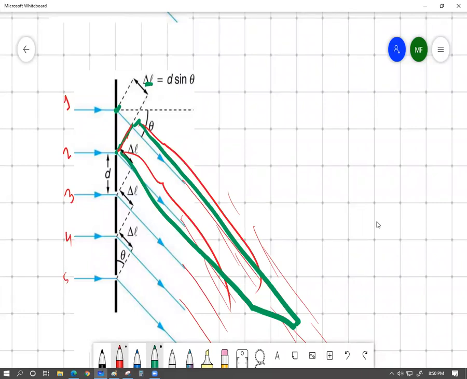Yes, sir. Sir, delta L reaches to which point, sir? Tell me, sir. In the first maxima. All of these bent light rays are going to meet at the first maxima. Let's say they are appearing to be parallel, but they're going to meet at a single point because of the approximation.